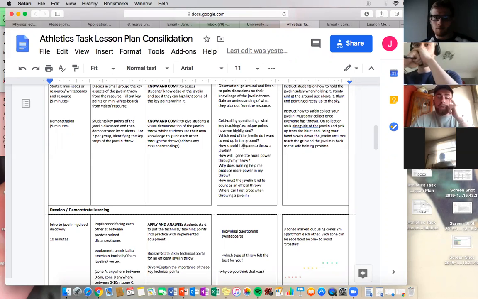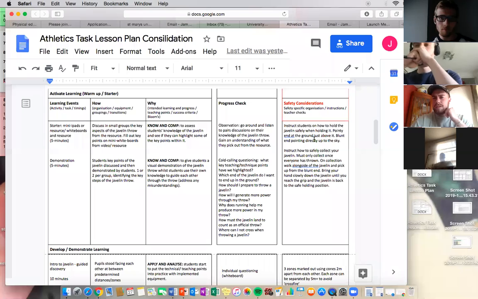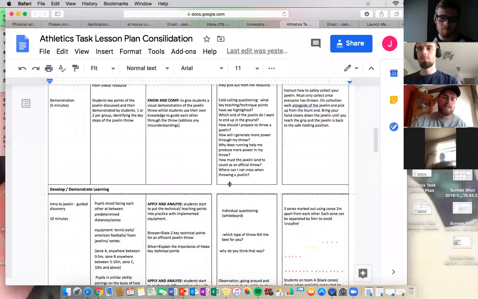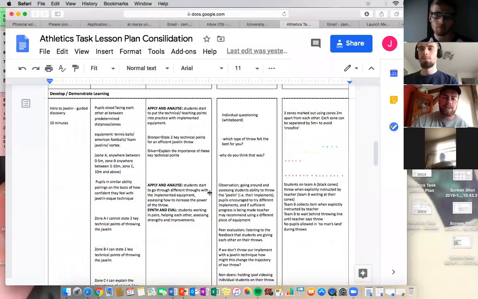Then that would be followed by some questioning, just for them to be quite reflective, with a few safety considerations. Obviously they're throwing implemented equipment, but we would instruct them on the safety measures that are needed when throwing a javelin, of how to pick it up and how to collect. So on to the main chunk of the lesson that I'll now pass over to Todd.